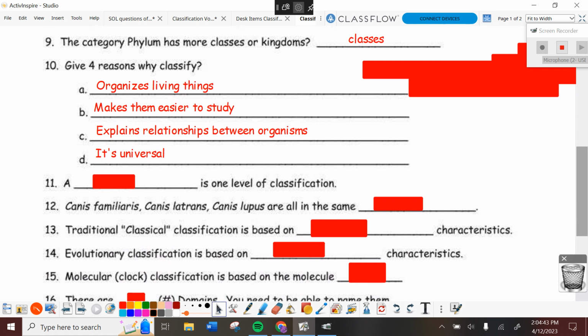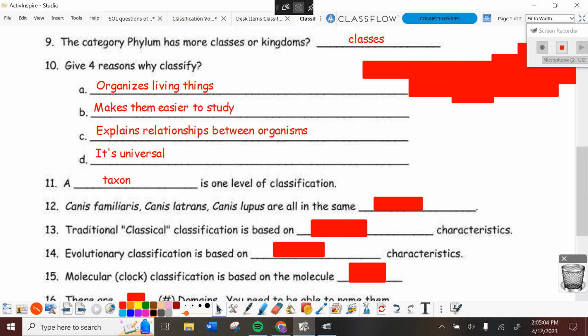Okay? So if taxonomy is the study of classifying or naming things or grouping things or putting things into groups, what do we call those groups or those levels? It's the study of grouping, so one group is a taxon. So the level or group that we put things in is the taxon. We talked about that last class.